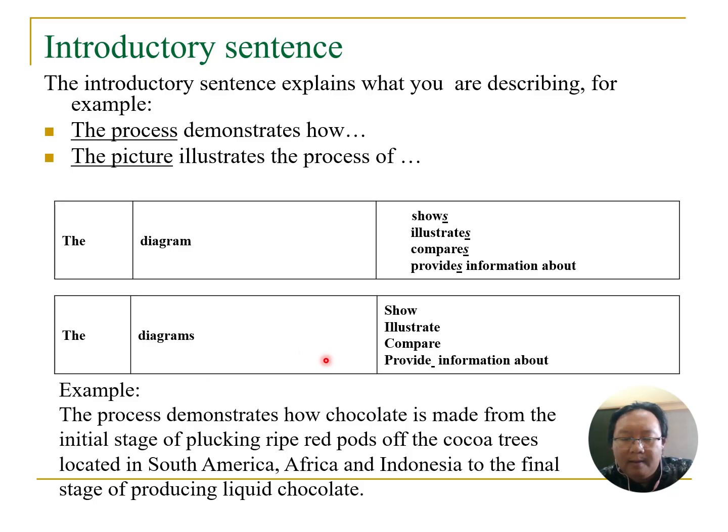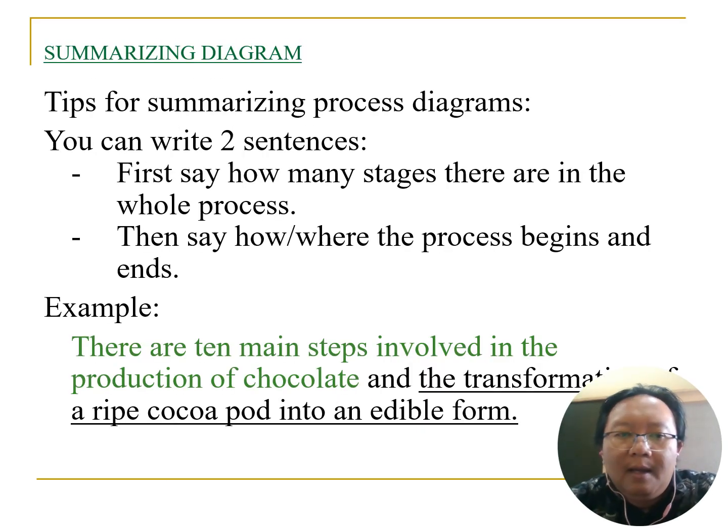noun. You can see like this one. For example, the process demonstrates how chocolate is made, from plucking cocoa pods in Ghana, located in South Africa, and Indonesia, to the final stage. Something like this. Then you can mention how many stages appear in the pictures. When you have already started your presentation, you can say, in this presentation, I will explain to you three parts: the introduction, the body, and the conclusion. There are how many steps?